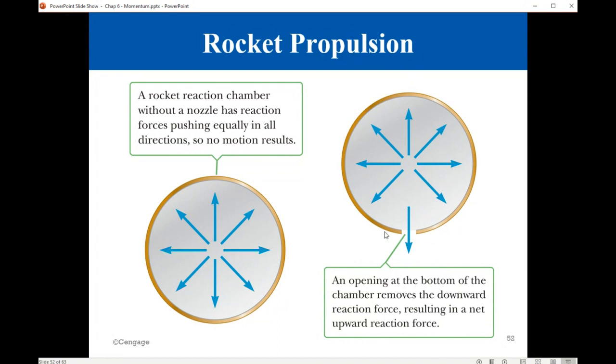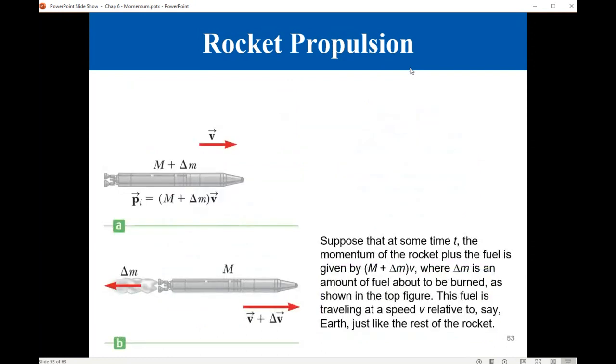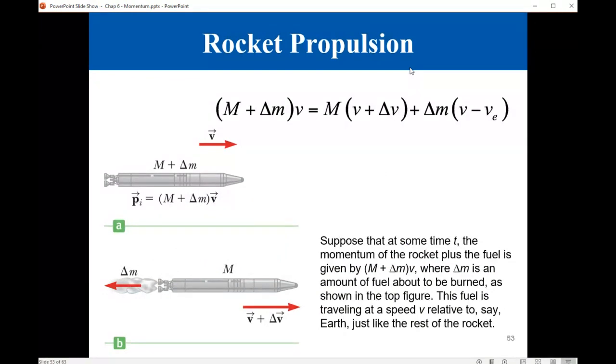So you have the nozzle from which gases will go out. As a result, to conserve momentum, if the gases are pushed downward, then the rocket is moving forward. As simple as that. This is the rocket engine. The physics is simple. Just apply conservation of momentum.